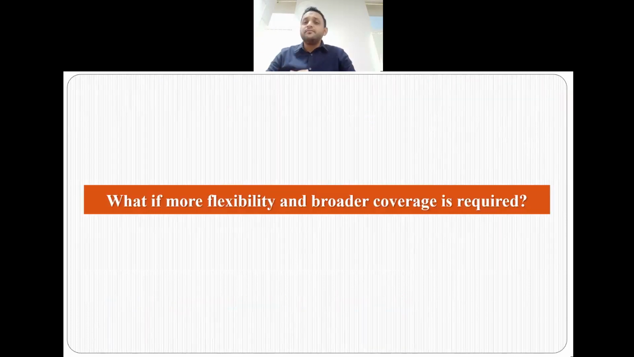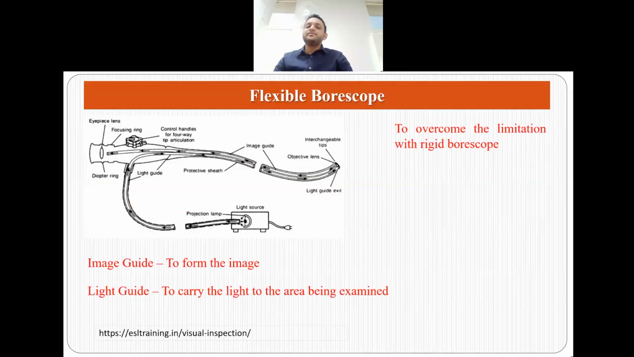Now, what if more flexibility and broader coverage is required? What can we do when we want more flexibility and broader coverage? We use something called flexible borescopes. In these borescopes, we have an image guide, which is here. This image guide helps you to form the image. We have a different lens system which helps us form images, and we have a light guide to carry the light to the area being examined.